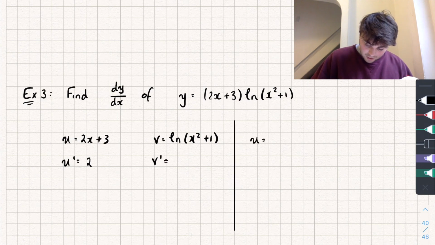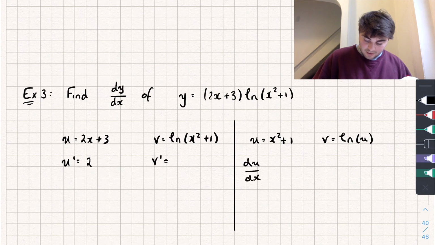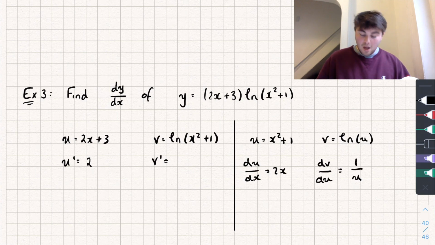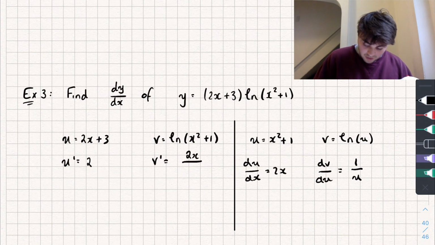So we could let u equal x squared plus 1, and so now the function v is going to be the natural log of u. And so we could find du by dx, which is going to be 2x, and we could find dv by du, which is just going to be 1 over u. And so to get the derivative, we can just multiply these two derivatives together, and we would get 2x over u, which is the same as 2x over x squared plus 1.